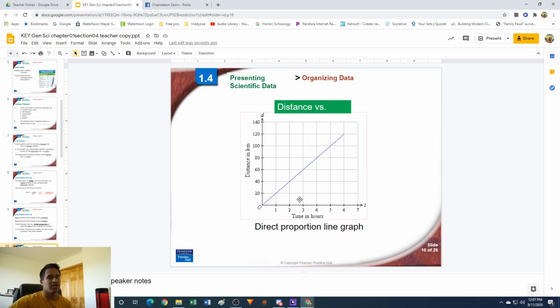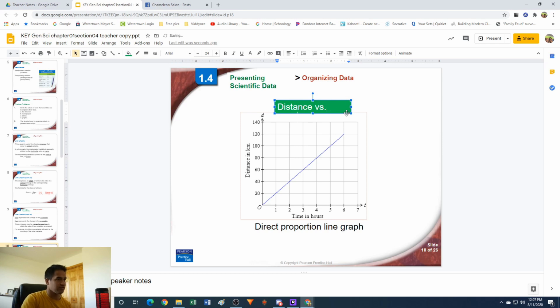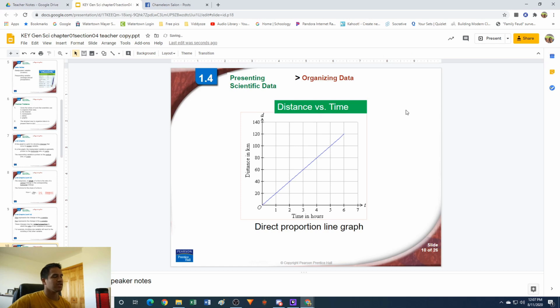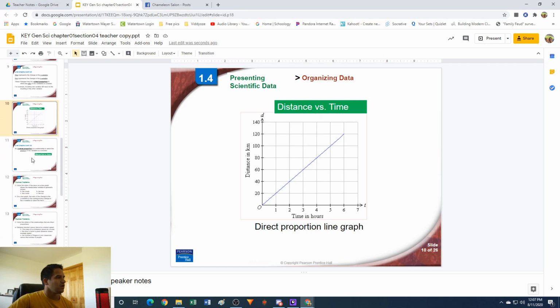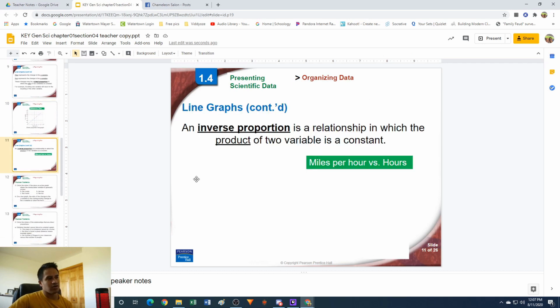I'm sure many of you have seen these types of graphs in math all the time. They're very, very common. So this graph is distance versus time, I believe. That's what it should say. This is distance versus time, and we'll be looking at distance versus time graphs later on in this class. However, not all line graphs are direct proportions.